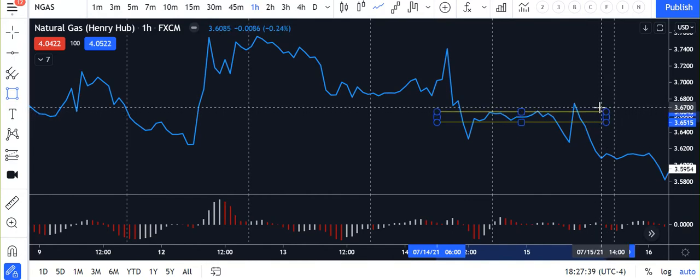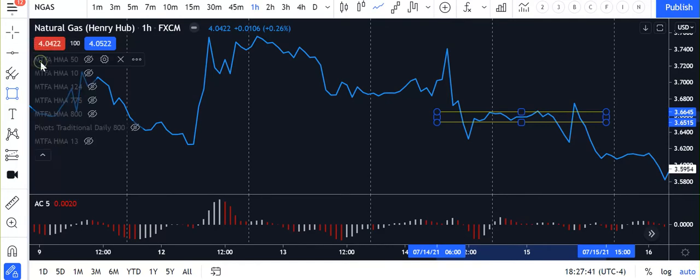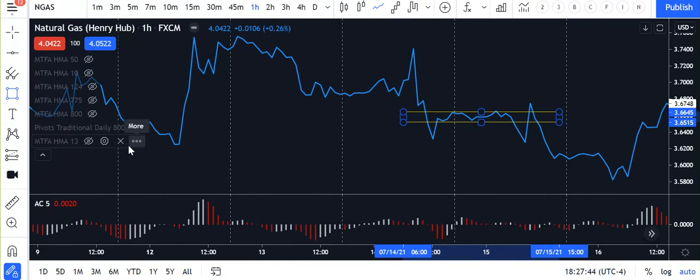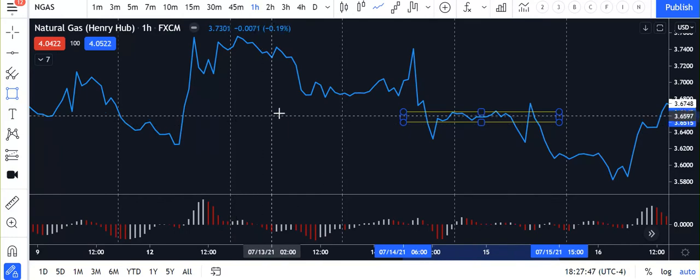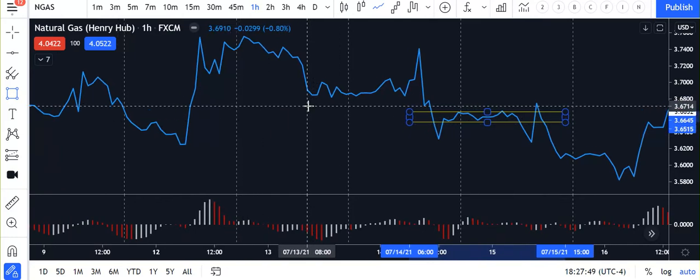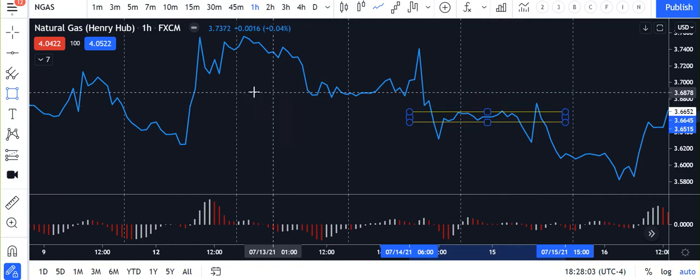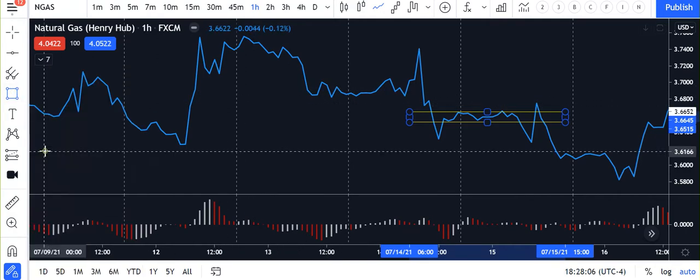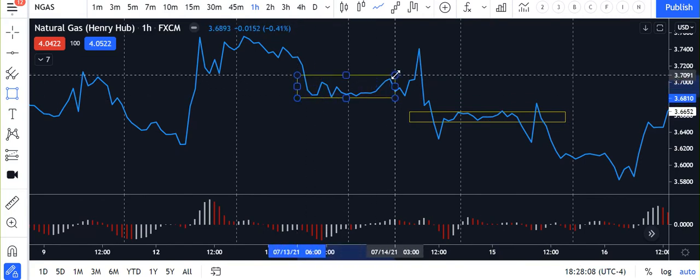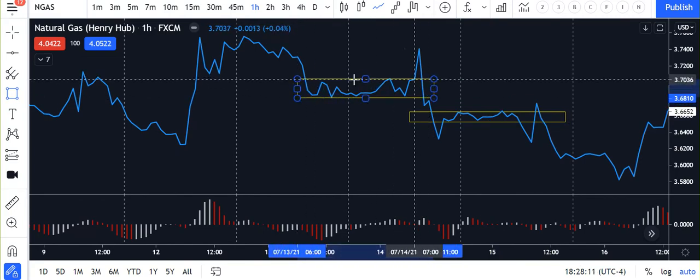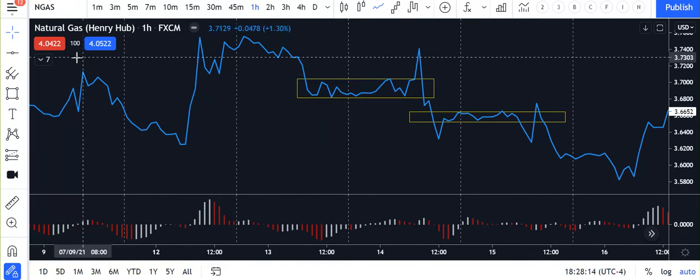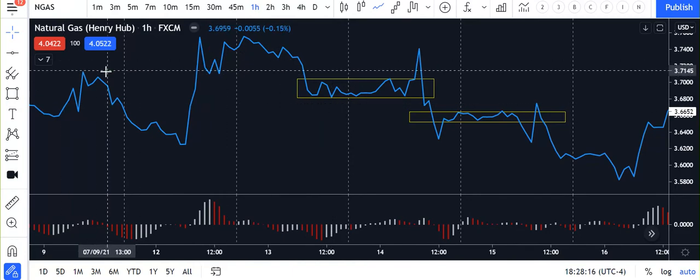But with these, I like to use the pivots to see where I'm going to get out. I'm going to actually draw two boxes because I want to show you something else as well. Hold on, guys. Sorry, let me turn that on. Okay, let me draw one more. Hold on. All right, so you're on the 1 hour. We're going to draw the box.